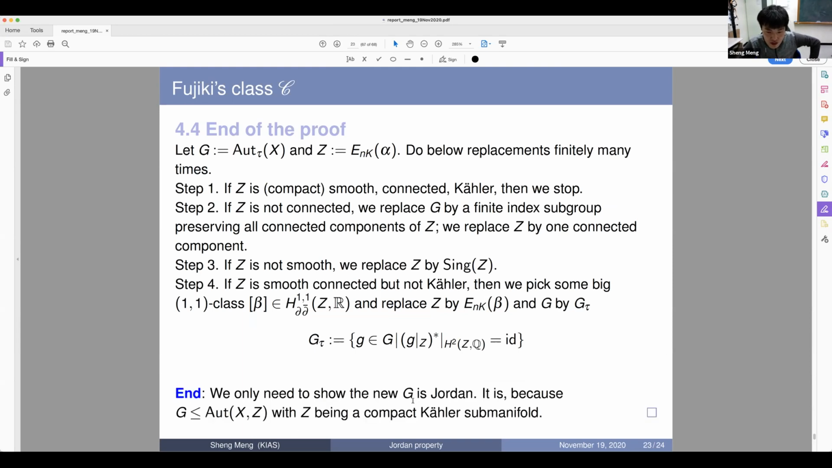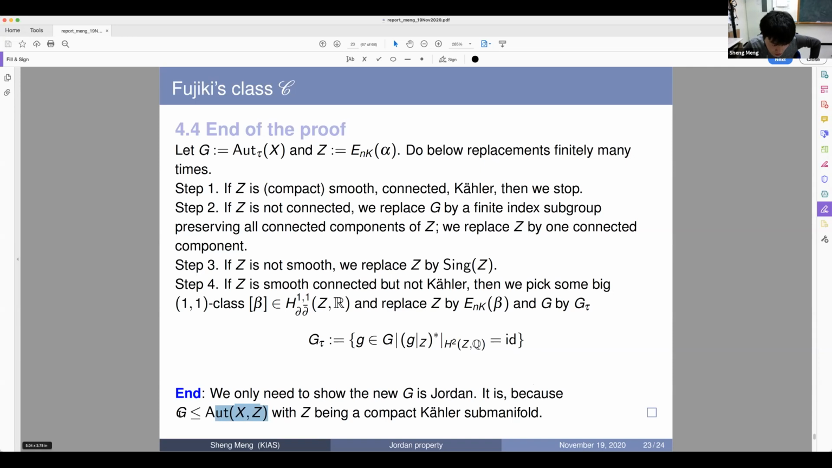Now for our new G, we need to show, because each replacement satisfies our condition, we only need to show the new group G is Jordan. And it is, because our new G still fixes our new Z, so it lies in Aut(X,Z), but our new Z is now already compact, smooth, Kähler. So by the previous result, this is a Jordan group.